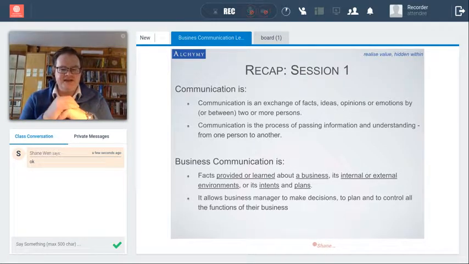Just to recap from session 1, communication is an exchange of facts, ideas, opinions, or emotions by or between two or more persons. It's also the process of passing information and understanding. Central to that is the fact that we're talking about facts and information. So business communication is facts provided or learned about a business. In the main, business deals with products or services, but also people in terms of staff, customers, and suppliers. So those facts and information that are provided concern people.